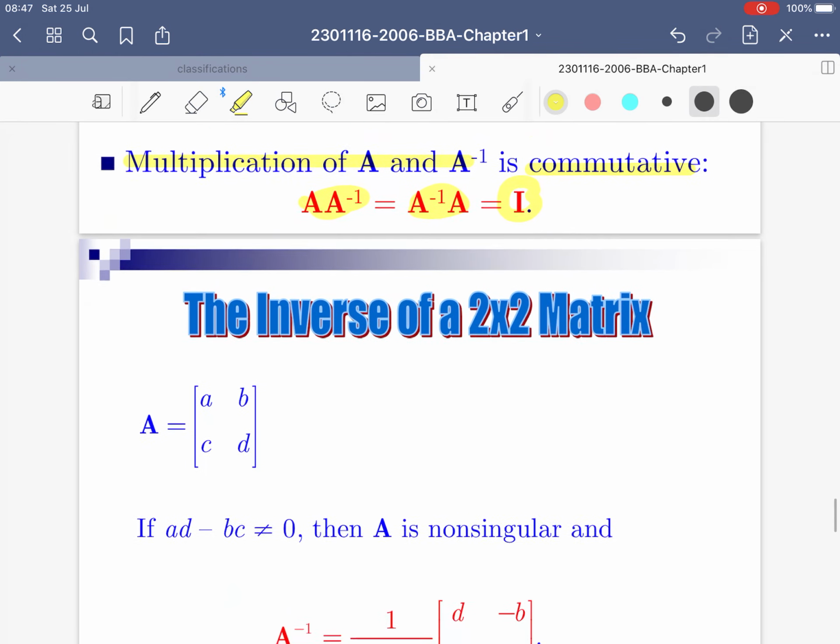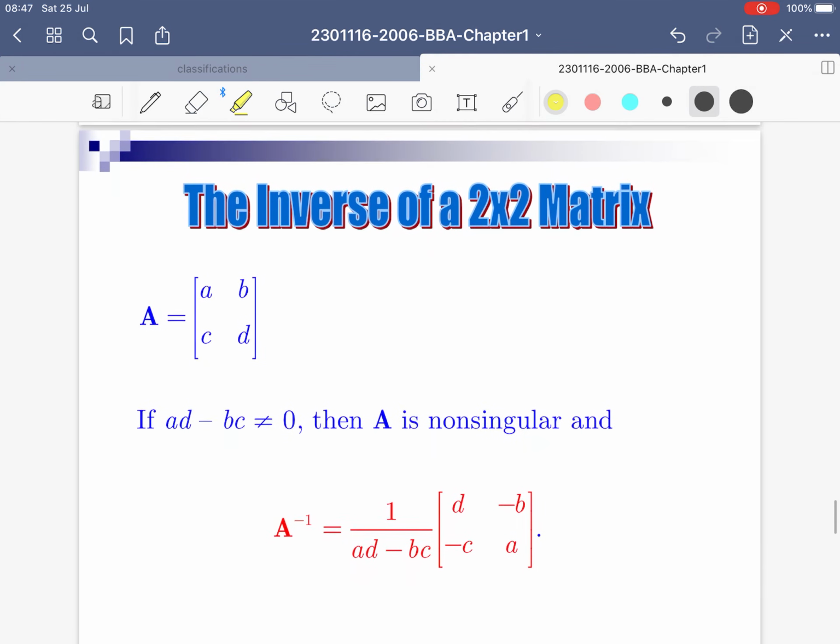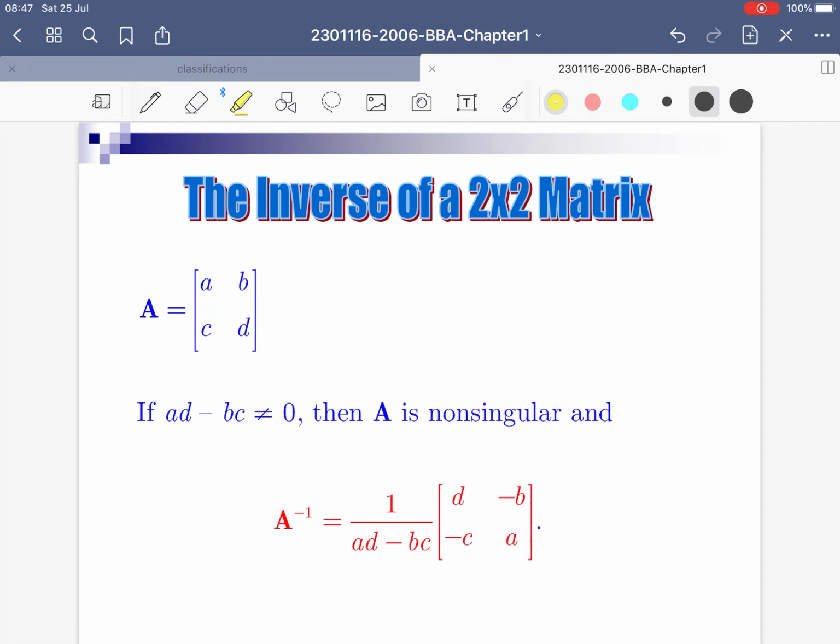So let's talk about the inverse of 2 by 2 matrices. For example, if this one is your A, and let's say that we are going to find the A inverse, let's just pretend that you don't see this.